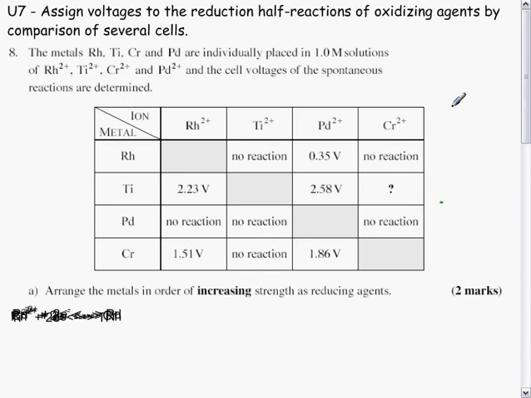This is the video for May 24th, a review of PLO U7, assigning voltages to the reduction half reactions of oxidizing agents by comparison of several cells. This is an example question.